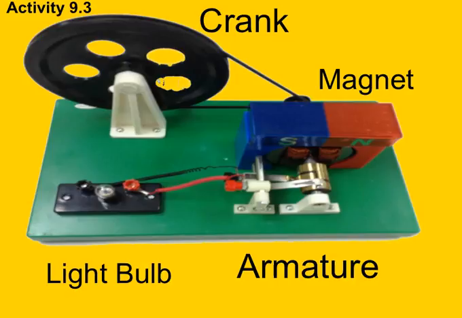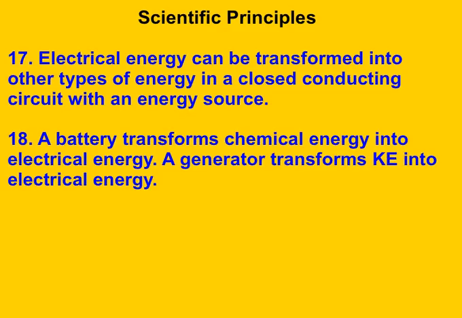So again, get this drawn in page 103. Then what I want you to do is go to the front of your book, and I want you to add these two scientific principles. Number 17, electrical energy can be transformed into other types of energy in a closed conducting circuit with an energy source. And then 18, a battery transforms chemical energy into electrical energy. A generator transforms KE into electrical energy.